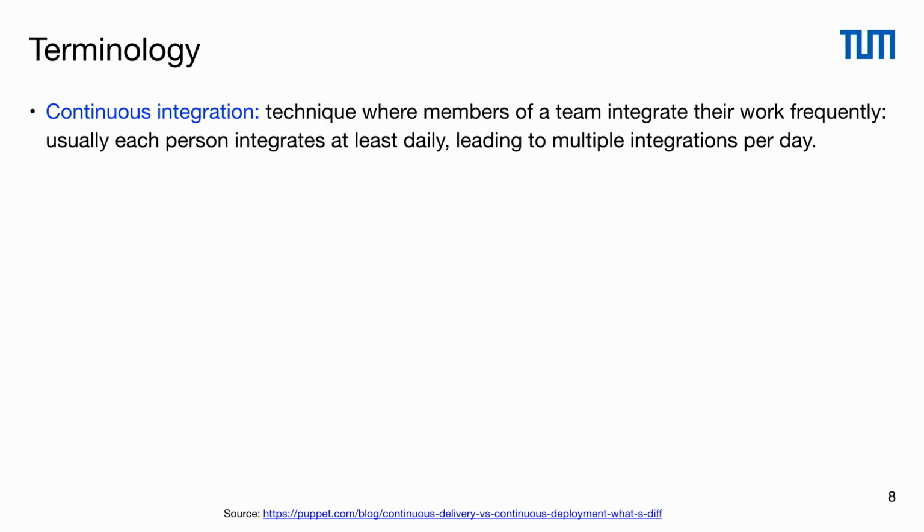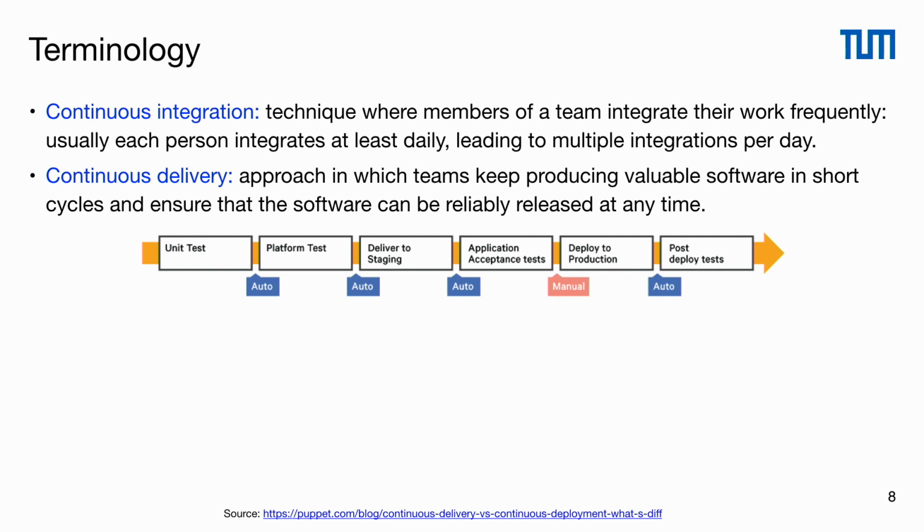Continuous integration is a technique where the team members integrate their work frequently. Usually each team member integrates at least daily or even more often, for example every once in an hour, which leads to multiple integrations per day. Continuous delivery is then one step further, an approach in which teams keep producing valuable software in short cycles and where these teams ensure that the software can be reliably released at any time.